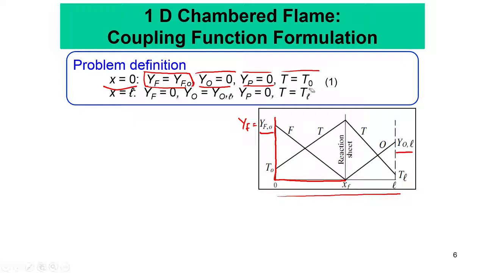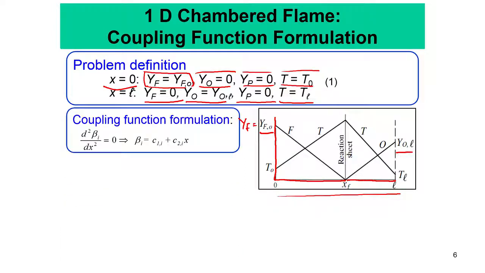Okay. On the right hand side similarly you have YF equal to 0, because the entire fuel has been consumed after the reaction sheet, but your Y oxidizer is nothing but YOL. Once again this is not equal to 1, because there can be some nitrogen mixed with the oxidizer, it can be air. We are talking in very general terms. Also your product is equal to 0 and your T is equal to TL on the right hand side.